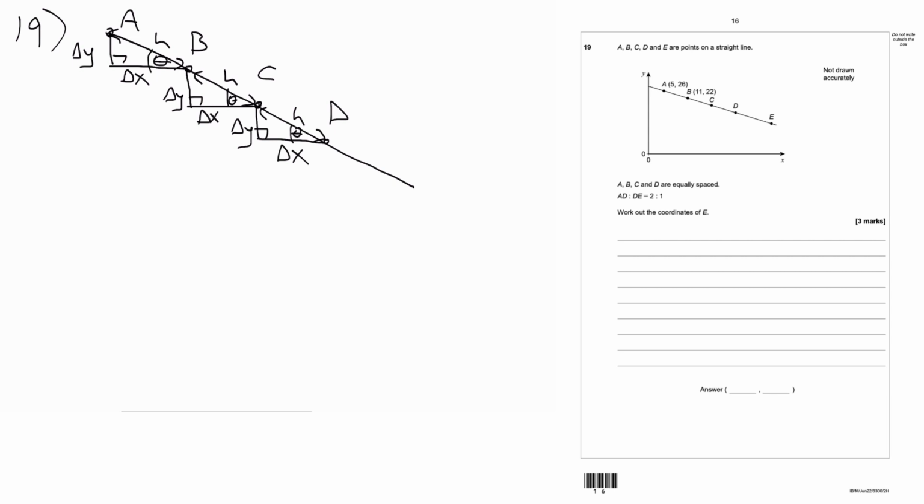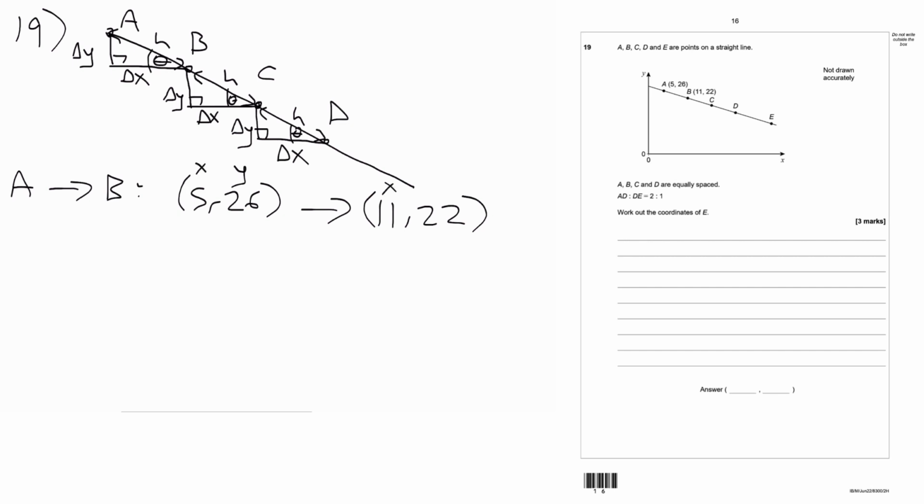So if we take A and B, let's work out the difference in the values of the coordinates. So between A and B, we have A, which has coordinates 5, 26, and we go to B, which has coordinates 11, 22. And we have our x and our y, and our x and our y. So you can see here, our delta x, which is our change in our x value, is plus 6. So we add 6 to get from A to B in the x direction. And then for y, we go from 26 to 22, so we subtract 4.